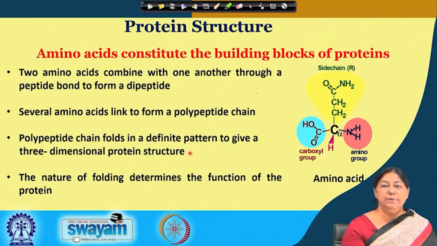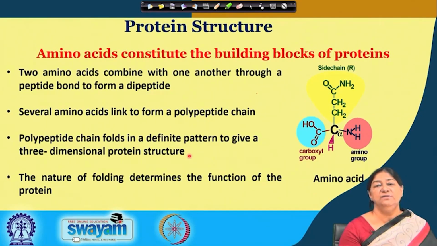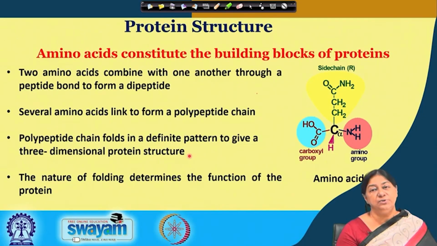It is this polypeptide chain that will then fold into a definitive pattern, and when it forms this folded structure, it will have what is called a native structure for the protein. The importance of the folding lies in the fact that a unique folded protein structure is going to render a specific function to the protein, and any disruption in the structure means a disruption in the function of the protein.